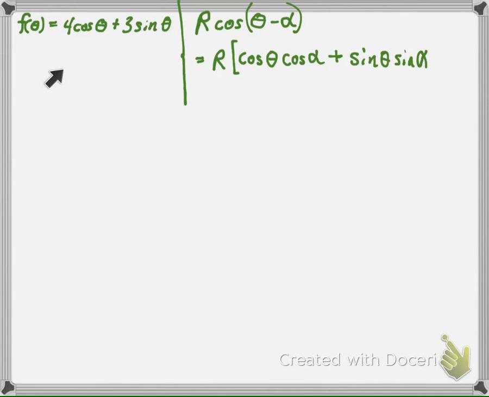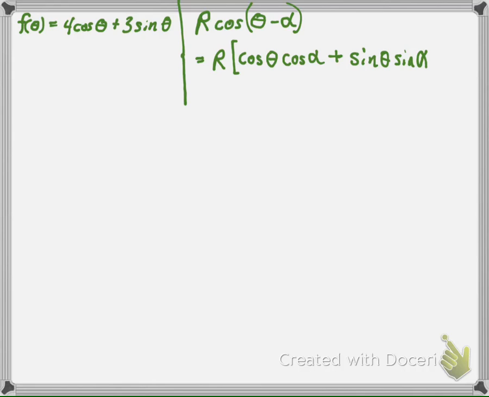Alright, here's a trigonometric identities problem, and in this problem we were supposed to show that this particular function can be expressed in this form here, where it's r times the cosine of the difference of two unique angles. Theta will represent the variable, the unknown, and alpha will represent a fixed angle, and that's our objective.